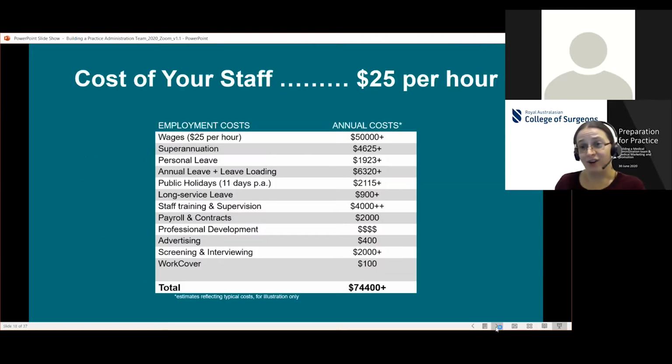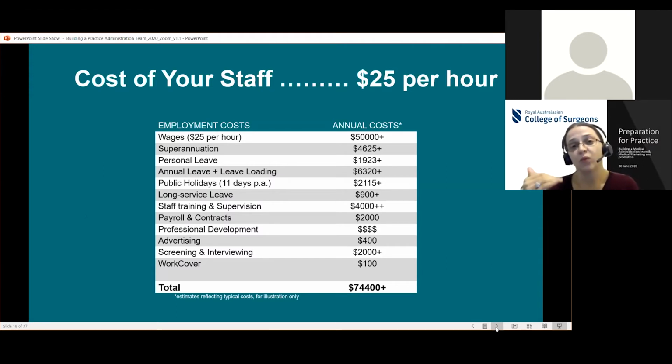And then what's it going to cost? So this breakdown here is looking at someone at $25 per hour, which really is probably the base that you're going to start up with anyone. You're not likely to get anyone who's not very, very junior under that. So $25 per hour sounds straightforward. That's 50 grand a year.